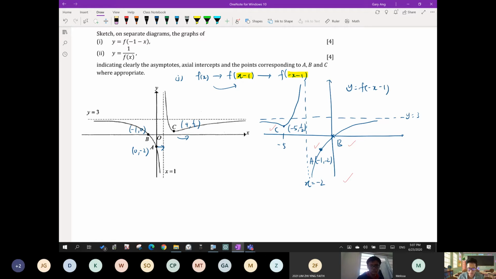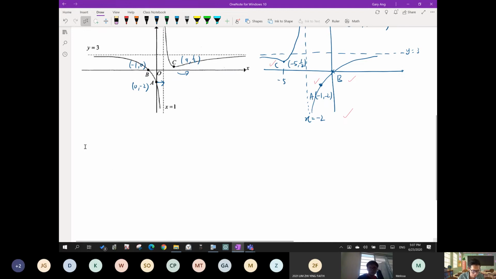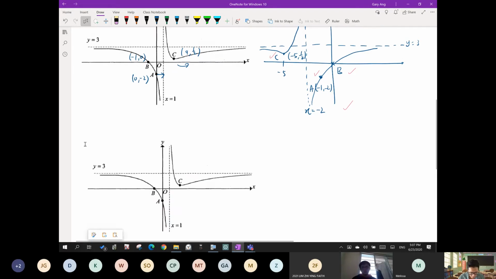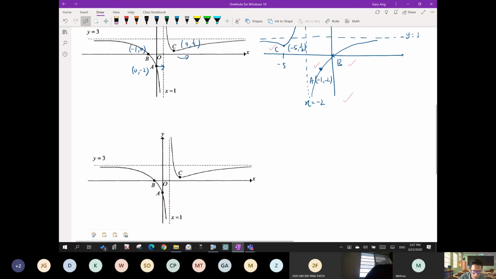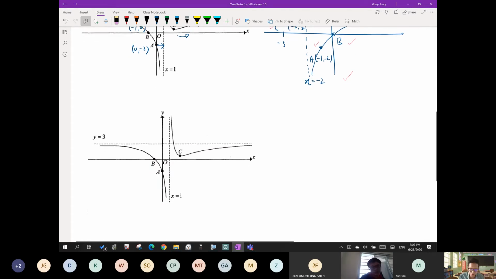Are we good? Done. Pretty easy, right? If you know a transformation well, this is lame. This question can be done in seconds. All right, the next one, which is the reciprocal curve. Again, a lot of people complain about reciprocal curve because they think that this is one of the hardest things to do. Not true.